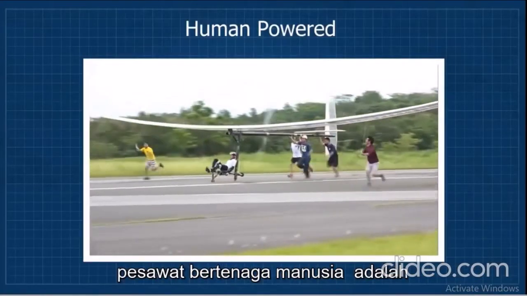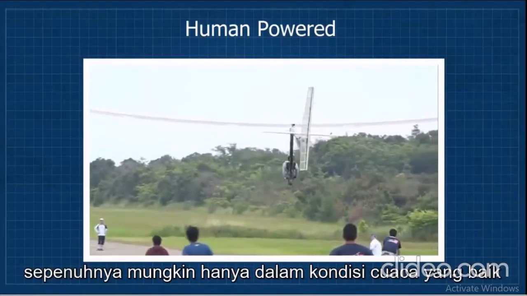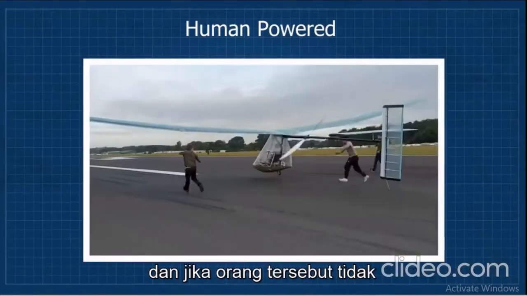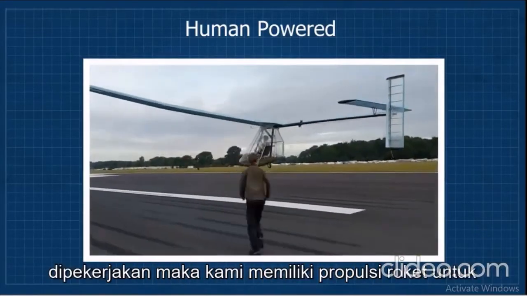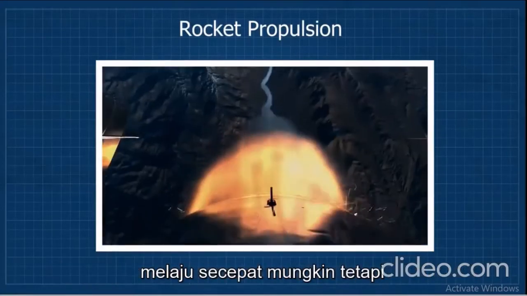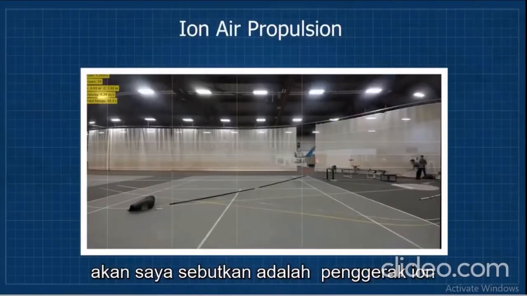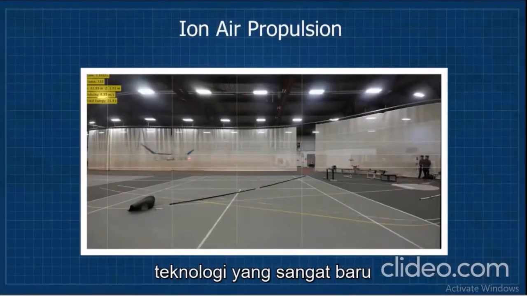Human-powered aircraft is another peculiar type of propulsion, but it's completely possible, only in good weather conditions and if the person is not tired. Then we have rocket propulsion, to go at the fastest speed possible, but for a brief moment. And the final one I'm going to mention is the ion propulsion, a very new technology.